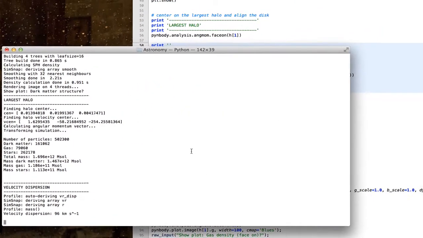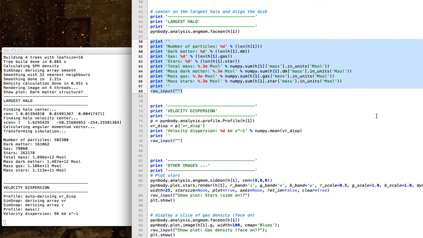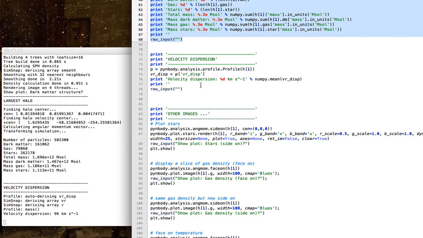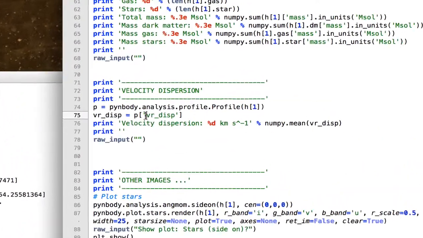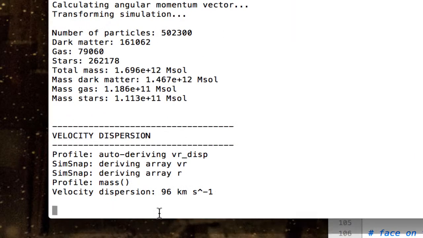So we've been dealing with velocity dispersions and the virial theorem, so I thought it'd be interesting just to do a quick little stat on that for this galaxy. Again, I don't know how realistic that is, but we get the velocity dispersion and we get the mean of that and print that out here. So we've got, I think this is based on the gas particles in this simulation, traveling at, on average, 96 kilometers per second.